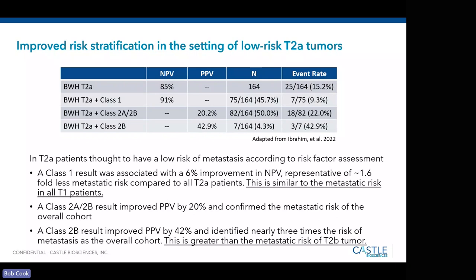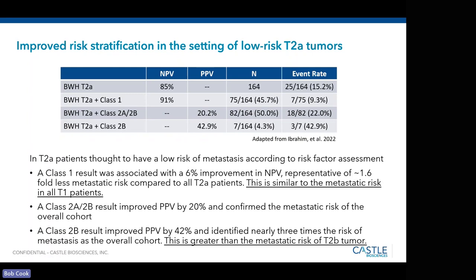Moving forward and thinking about the Brigham and Women's staging T2A tumors, similar evaluation of these T2A and T2B tumors also reflects that important risk stratification following GEP testing. T2A tumors have an elevated risk within the context of BWH staging because they're characterized by one of the risk factors that I listed earlier. Within this cohort, the overall event rate is 15.2%.